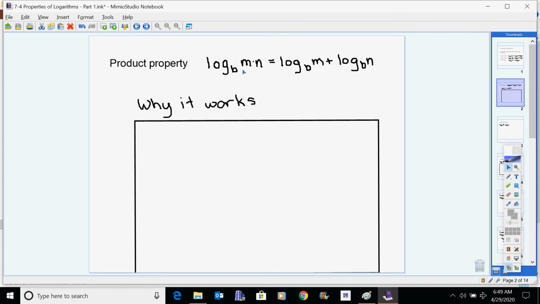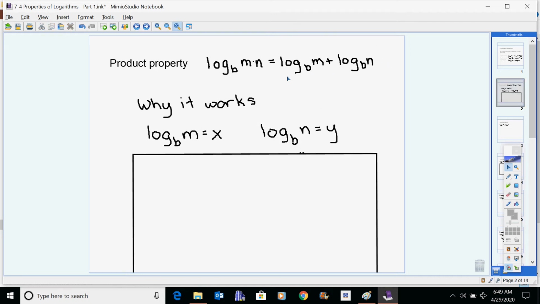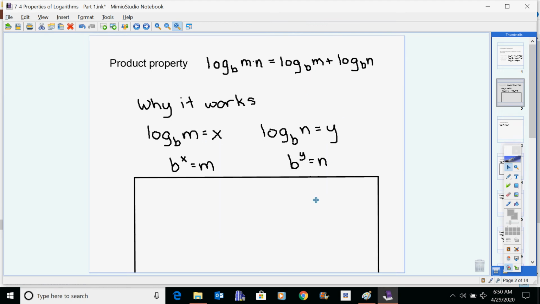Okay, so we have the product property where you've got log base b of m times n can be rewritten as log base b of m plus log base b of n. It will show you why it's useful very shortly, but for right now I want to show you why it works. Okay, so we're going to start off by looking at this side and assigning a value of x for this part and a value of y for this part. Okay, so in order to make this look like this, we need to add x plus y in a second. Okay, or keep in mind that this is x plus y.